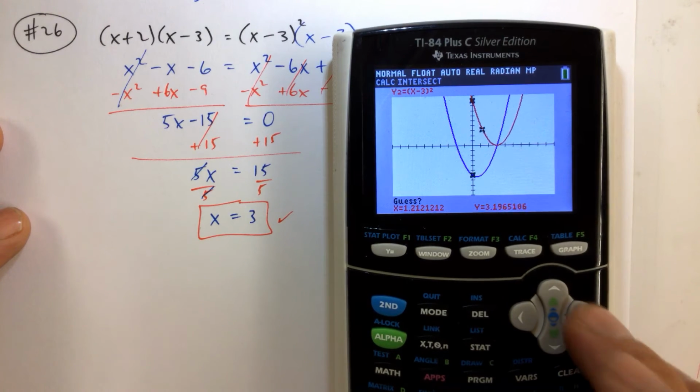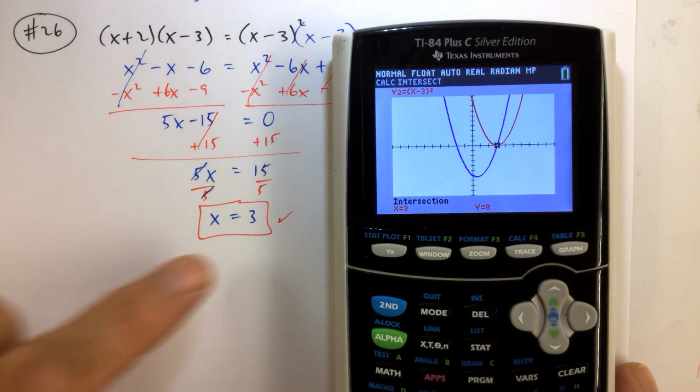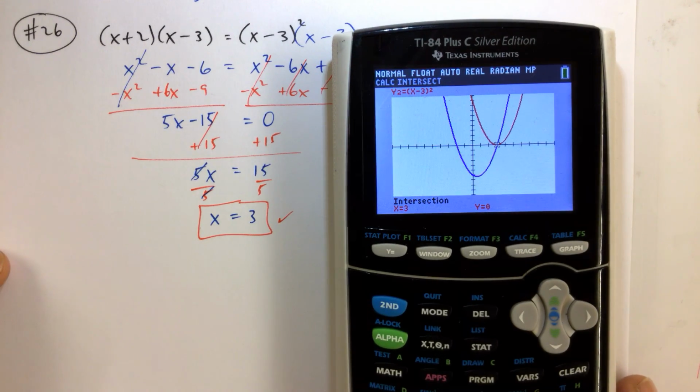And then, since we only see one point of intersection, we can move that cursor anywhere we want. And it jumps right down there to when x is equal to 3, the two graphs cross. The two graphs intersect. So we have when x is equal to 3, that confirms x equals 3, and so we're done.